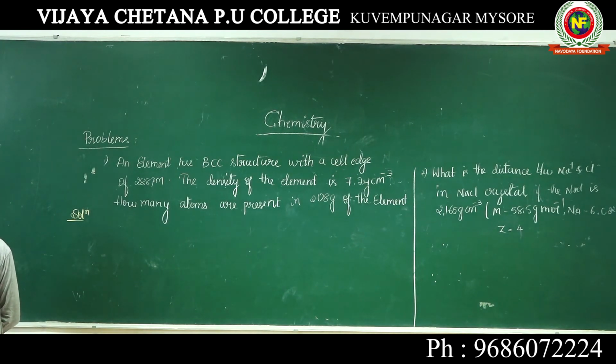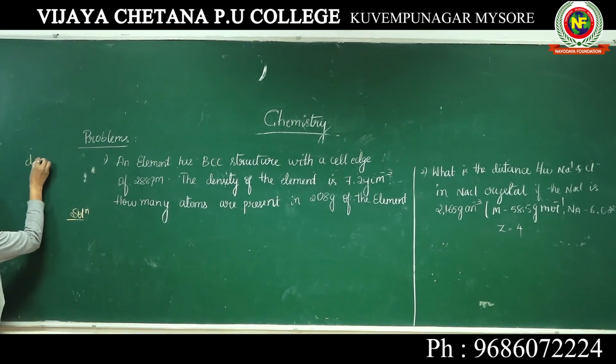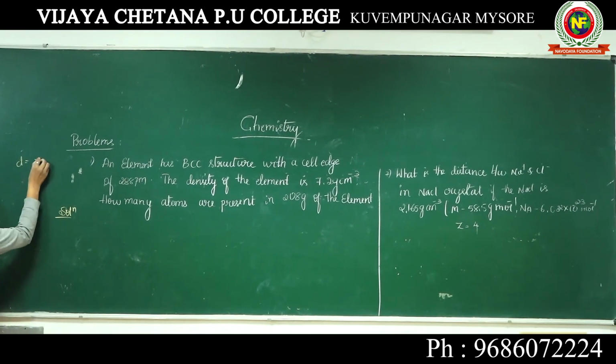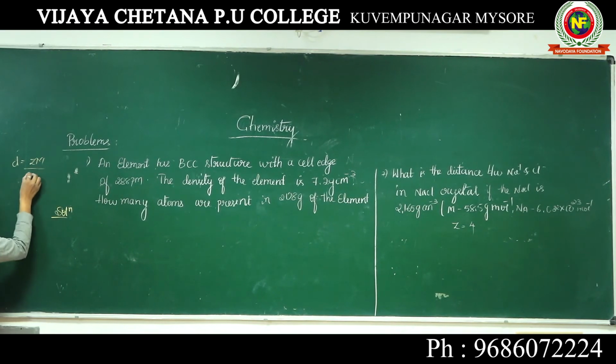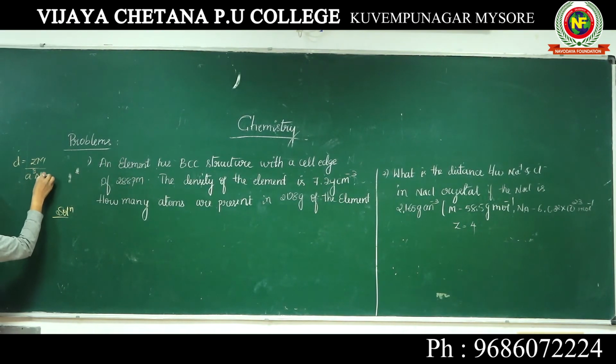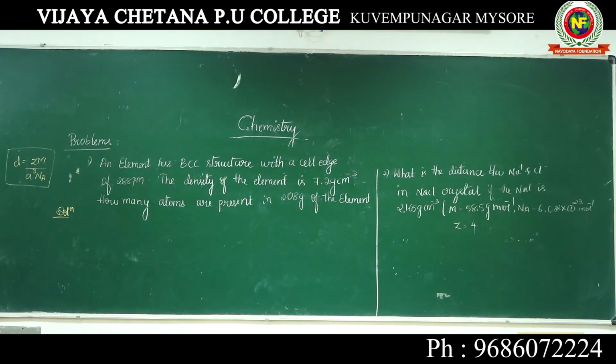Now, in the last video we discussed the density of the solid. I already informed you that based on density, one question is compulsory, meaning problems. So what is the formula for density? D is equal to ZM divided by A cube N A. This is the formula for density.